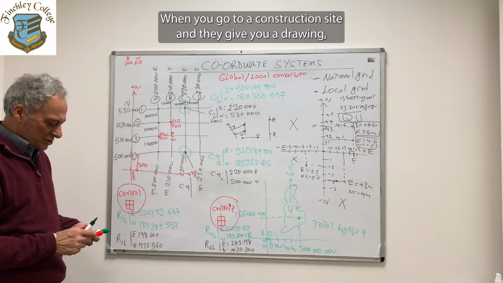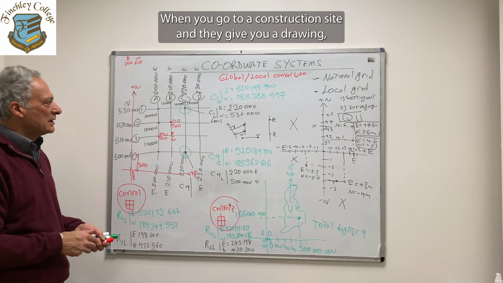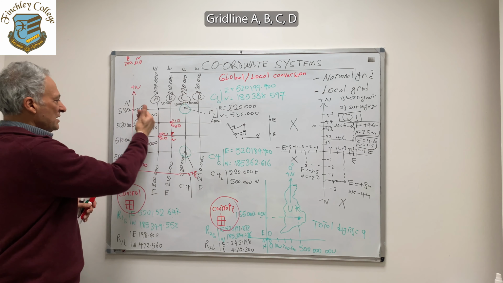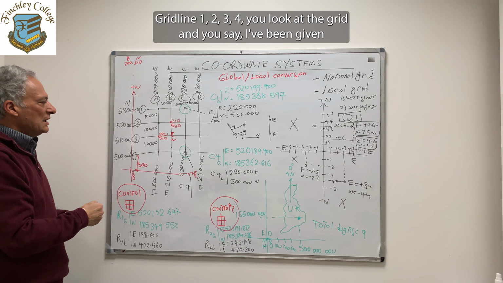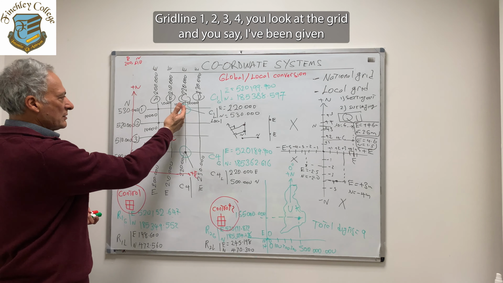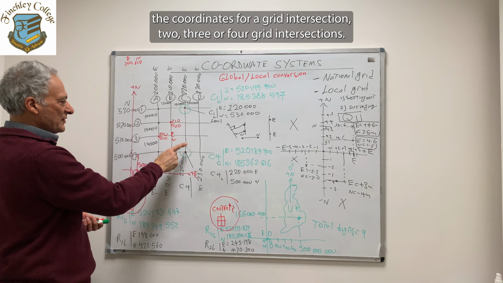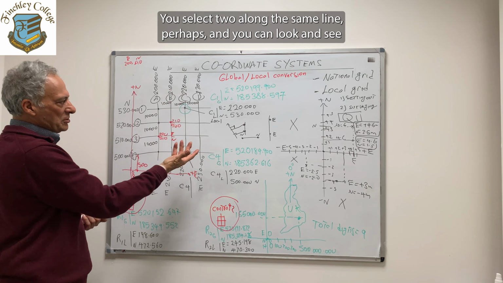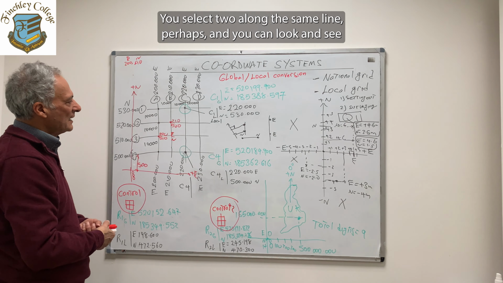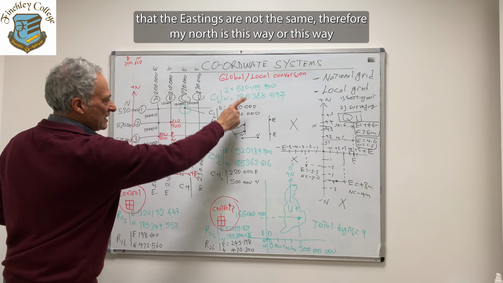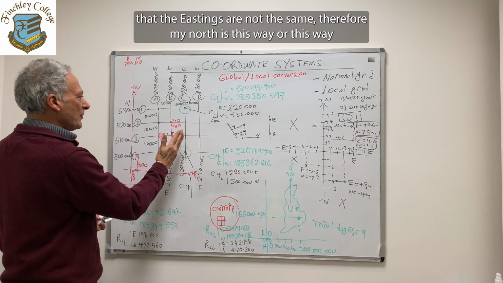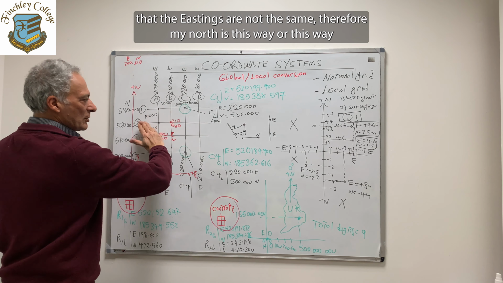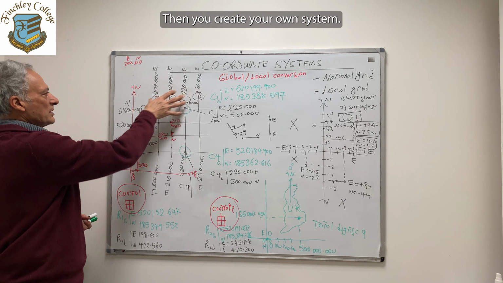When you go to a construction site and they give you a drawing, grid line A, B, C, D, grid line 1, 2, 3, 4, you look at the grid and you say, oh, I've been given a coordinate for 2, 3, 4 grid intersections. You select 2 along the same line, perhaps, and you can see the eastings are not the same. Therefore, my north is this way or this way. Then you create your own system.